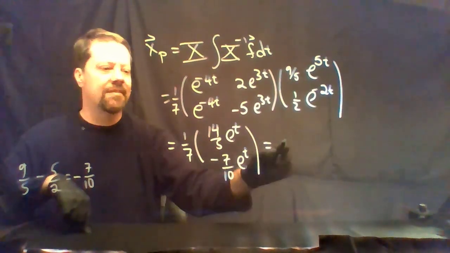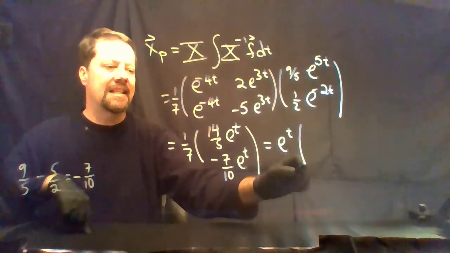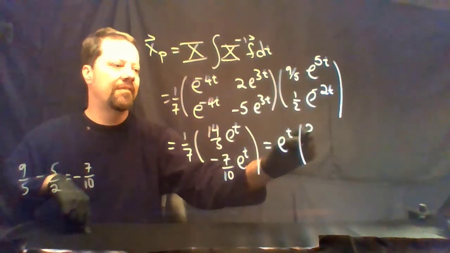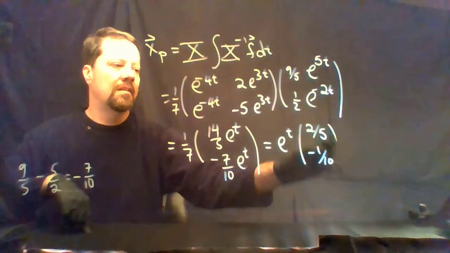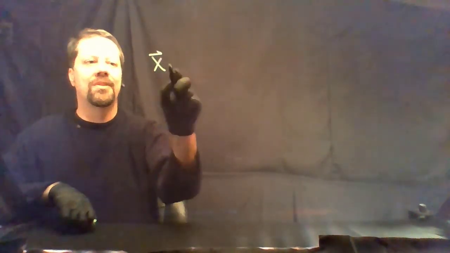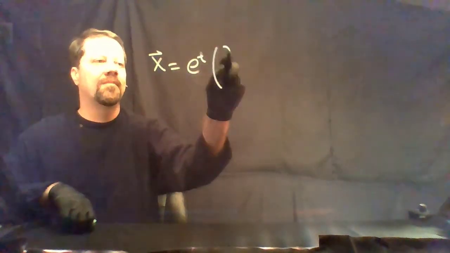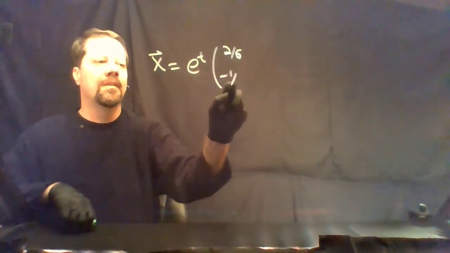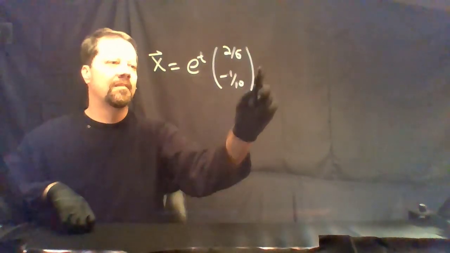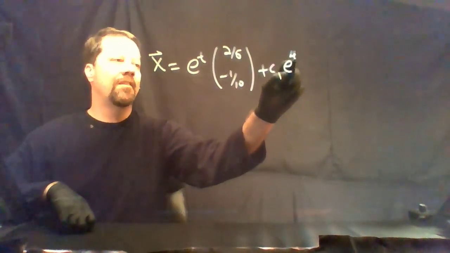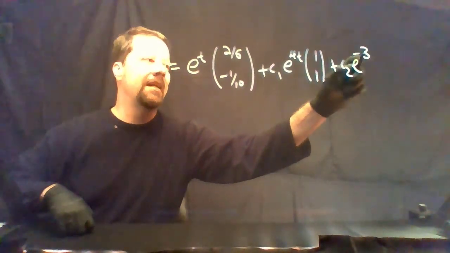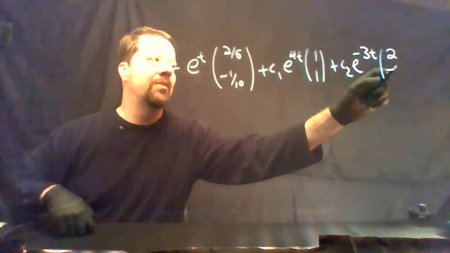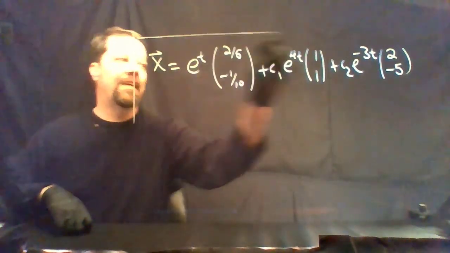Multiplying through by 1/7 and factoring the e to the t out, we'll have 2/5 and negative 1/10. We have then the general solution. e to the t, 2/5, negative 1, plus c1 e to the 4t times 1, 1, plus c2 e to the minus 3t times 2, negative 5.